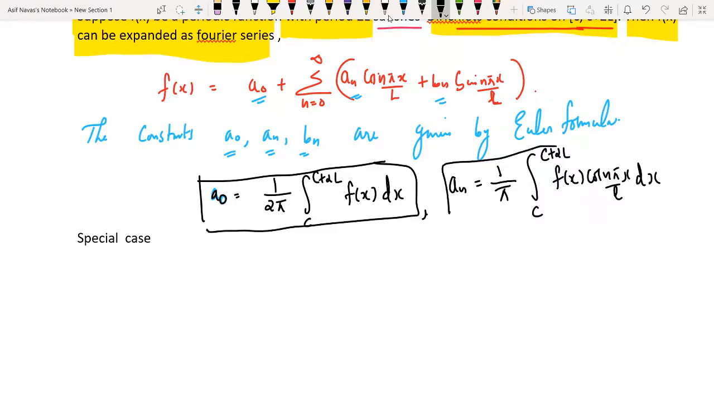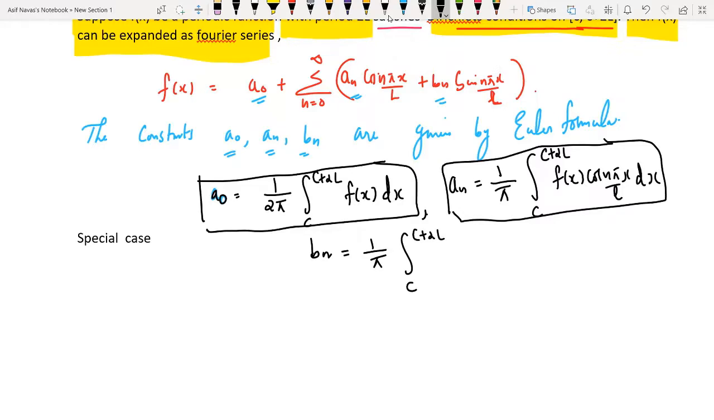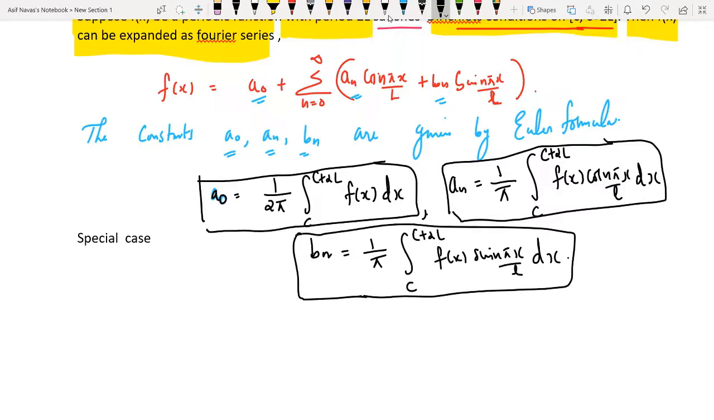And bn is given by 1 by l integral c to c plus 2l, that is the interval, f of x sin n pi x by l dx. So this is called Euler's formula. By using this formula, we can find a naught, an and bn for any function which satisfies Dirichlet conditions. So there is a special case. We will define a special case.